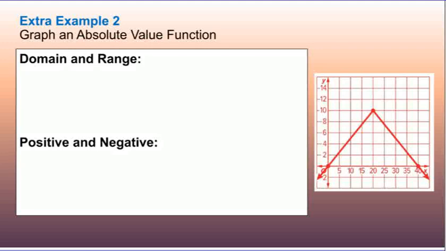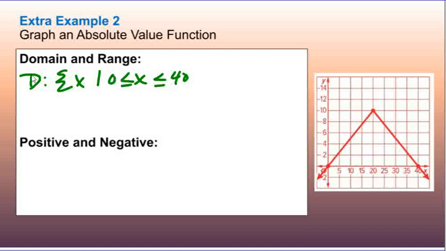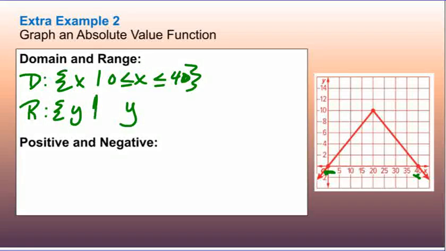Next, the domain and range. So the domain, we got x such that x has to be less than or equal to 40, but greater than or equal to 0. And all I'm doing is just using the edges here for my x variables. The range, y such that y, and here I'm just using the highest and then the lowest point. So y has to be less than or equal to 10, but greater than or equal to 0.